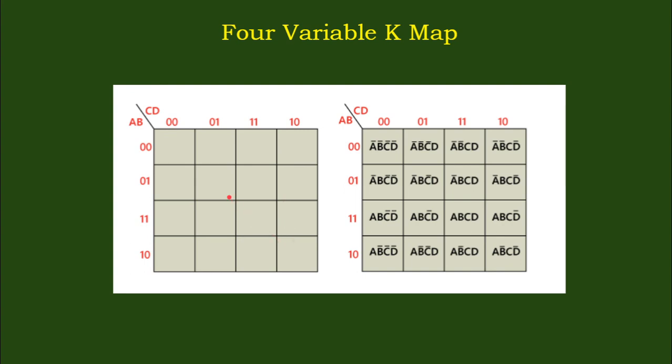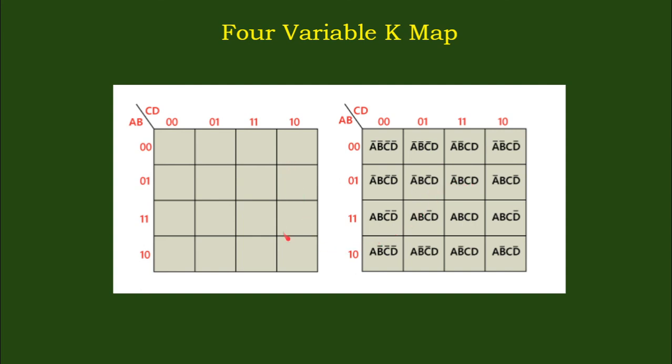The same way we have seen in the previous 3 variable map. Suppose I want to mention this location, so this is 01 and this is 11. That means 01 means A is in the bar form, B is in the normal form, so A bar B for this one. Then for this vertical position, that is C D, so C and D are in the normal form. Then for this location, the value will be A bar B and then C D. This is the value of this particular cell.